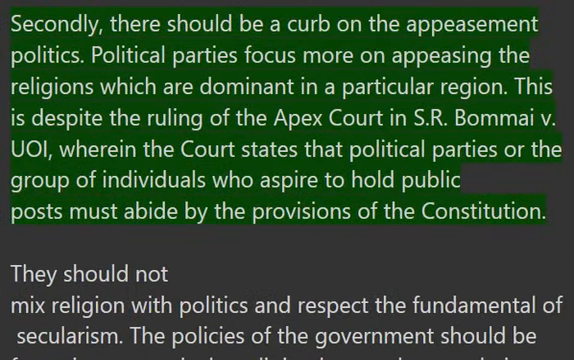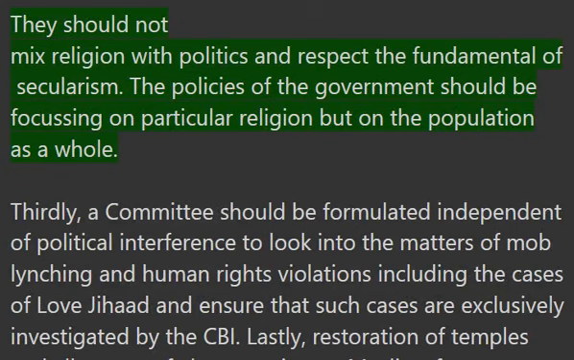Secondly, there should be a curb on appeasement politics. Political parties focus more on appeasing the religions which are dominant in a particular region. This is despite the ruling of the Apex Court in S.R. Bommai v. UOI, wherein the court states that political parties or the group of individuals who aspire to hold public posts must abide by the provisions of the Constitution. They should not mix religion with politics and respect the fundamentals of secularism. The policies of the government should be focusing not on a particular religion but on the population as a whole.